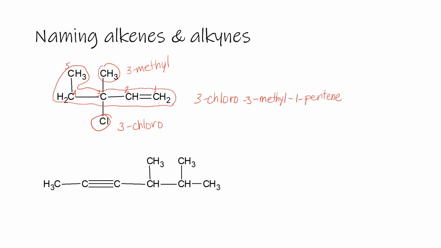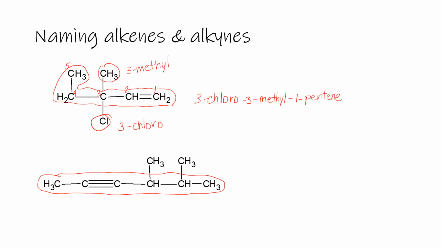Let's look at another example. In this example, we're going to look at an alkyne. It has a carbon-carbon triple bond. We'll find our longest continuous chain. I'm going to circle it so we can see what is our main chain, and what are our substituents there. Okay, so there's our longest continuous chain that contains both carbons that are involved in that triple bond.